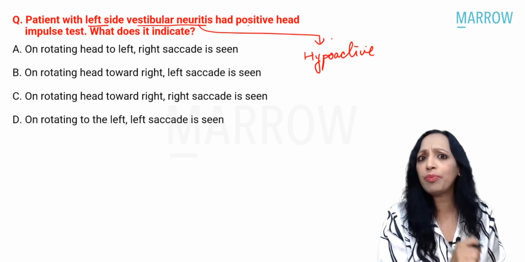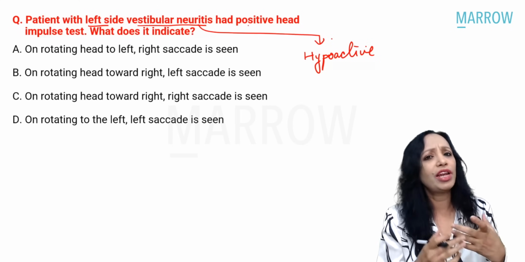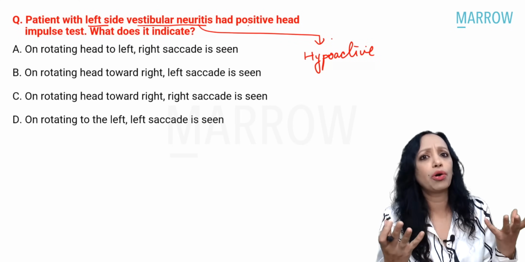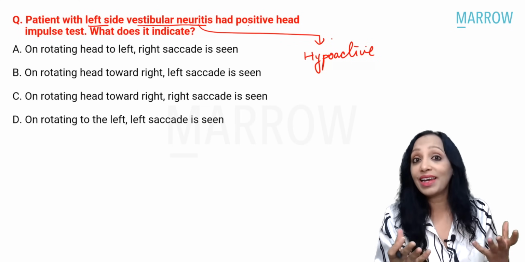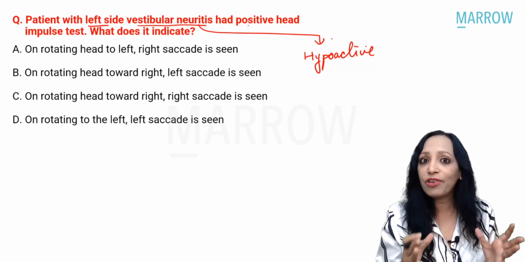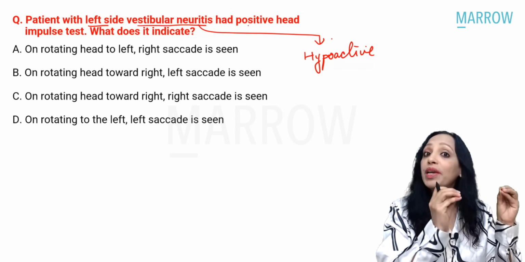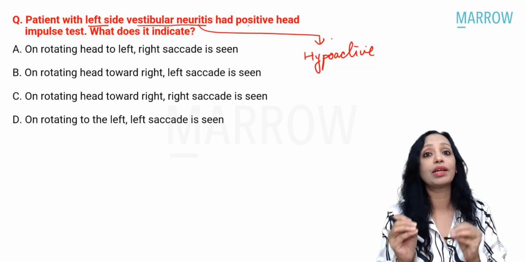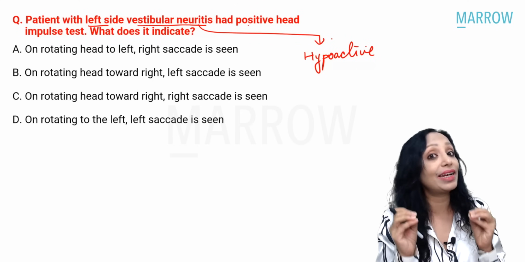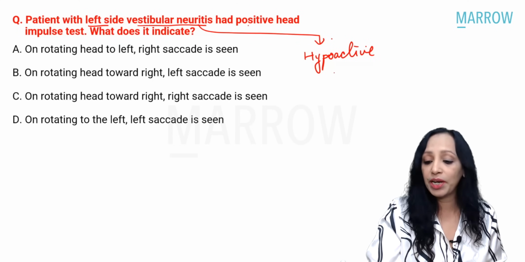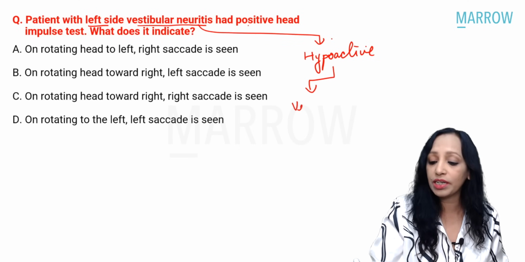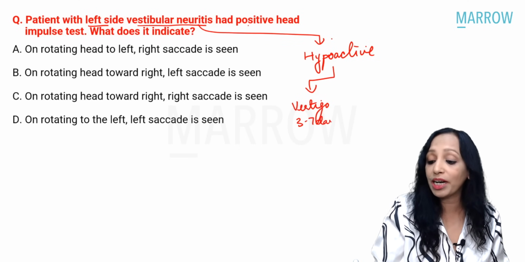And how will this vertigo be? Will it be episodic? Will it be for a few hours or a few minutes? See, it is an inflammation, and inflammation will take time to subside. So this vertigo will be a continuous vertigo lasting for 3 to 7 days at least, right? So this patient will present with vertigo for at least 3 to 7 days, and it will be continuous.